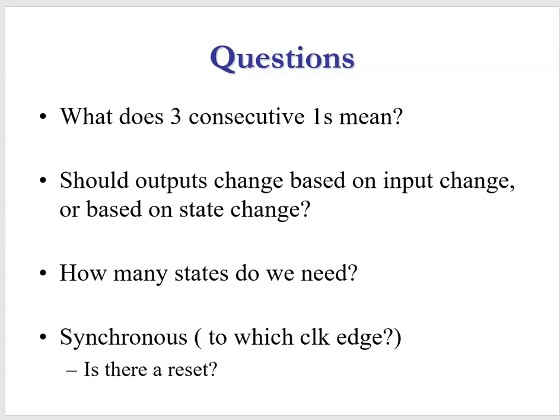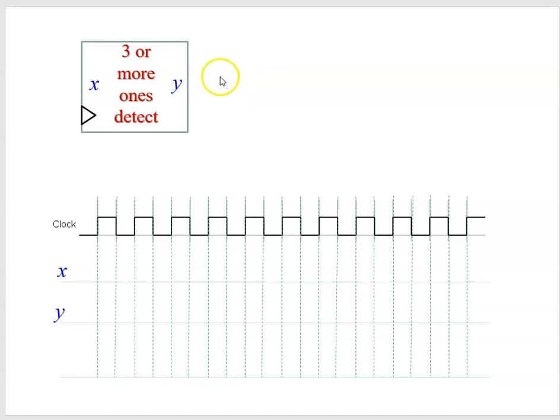We can always start with our first step, a block diagram. So our block diagram, we're going to need a clock, so we can use that triangle to show the clock. This shows a rising edge. We can change it to falling edge. If it's rising or falling edge, whoever uses this circuit will need to know that, because that'll affect the setup and hold times to the input signal X. We've used X for our input signal, Y for our output signal. We call it the 3 or more 1s detector.